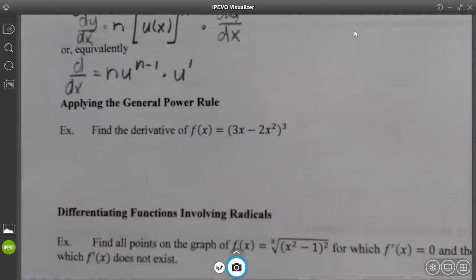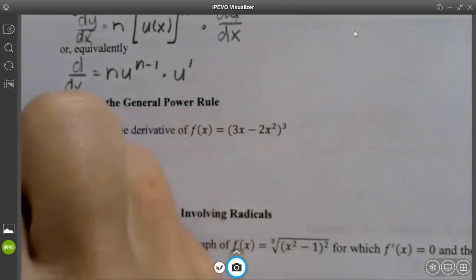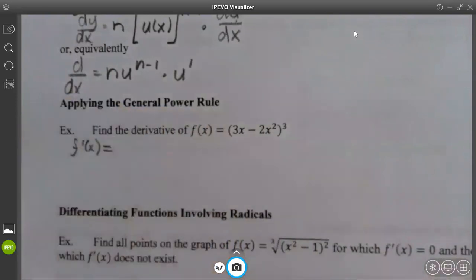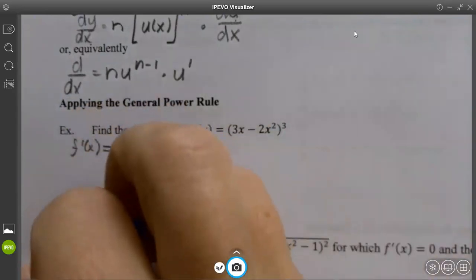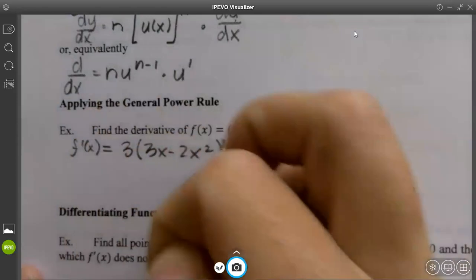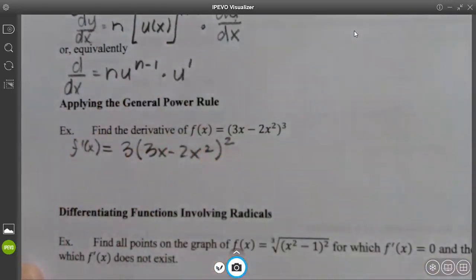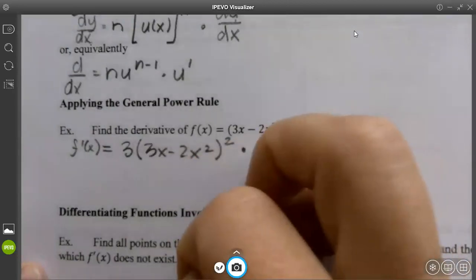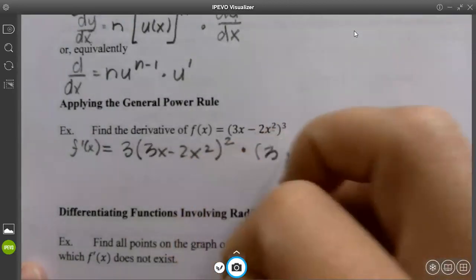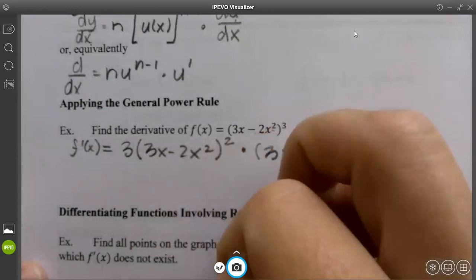Okay. All right. Applying the general power rule. Find the derivative of f of x equals 3x minus 2x squared to the third. So treat it just like a regular derivative. So what's going to happen first? Power down. Rewrite the function 3x minus 2x squared to the 1 less power. Normal derivative. The new part is they're going to multiply it by the derivative of the inside. So what's the derivative of 3x minus 2x squared? Minus 4x.